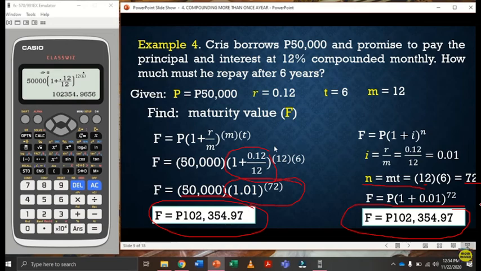Kinsay nakatama? TBH po, kinsay nakatama? Ako, sir. Okay, so very good. Tanawan lang ninyo ang iyang principal, iyang rate, ang time, ang M, ang iyang frequency of conversion.